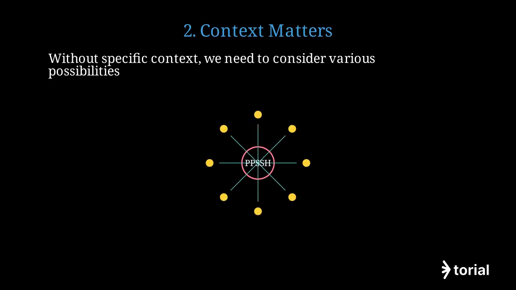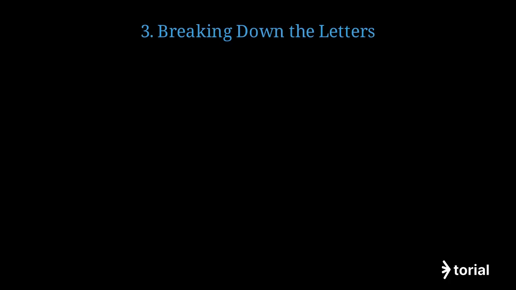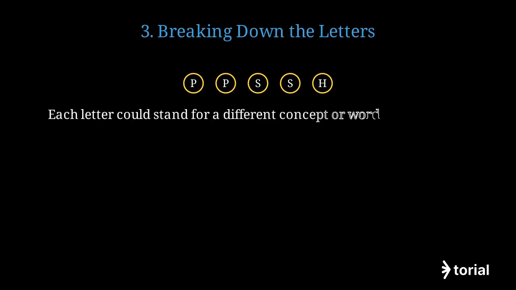PPSSH sits at the center of multiple possible interpretations, each representing a different field or context where this term might be used. Let's break down what each letter in PPSSH might represent. Here we see the 5 letters that make up PPSSH, 2 P's, 2 S's, and 1 H. Each of these letters could represent a different concept or word, forming an acronym that describes a process, protocol, or system. Let's explore where PPSSH might appear in technical contexts.